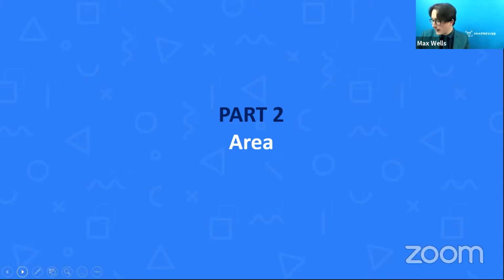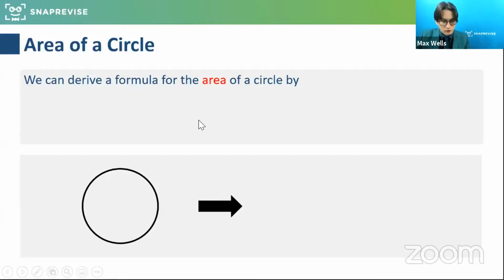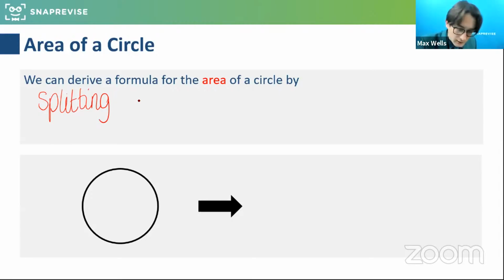Right, let's look at the area now. Lovely. Right, so we kind of alluded to this earlier. We mentioned areas earlier, the 2D space inside a shape. We can derive the formula for the area of a circle basically by splitting it up. So it is just a formula you need to know. So we know that the circumference now is pi times the diameter, or double the radius times pi. But I'm going to get the formula for the area of the circle.